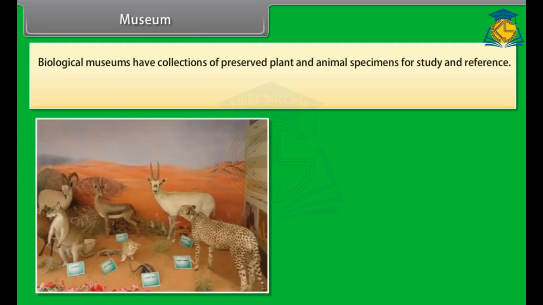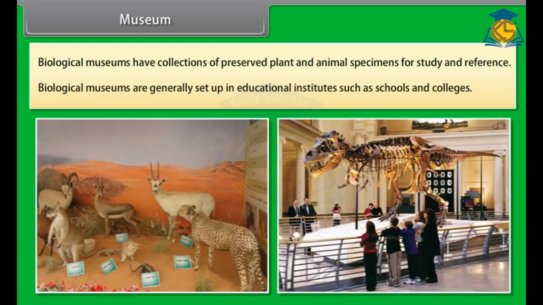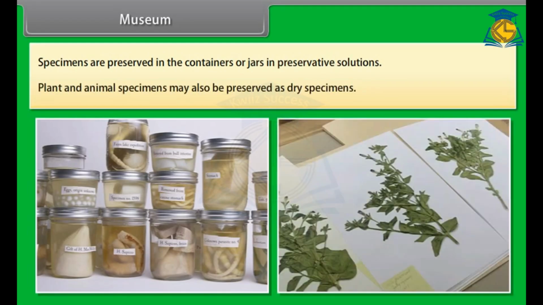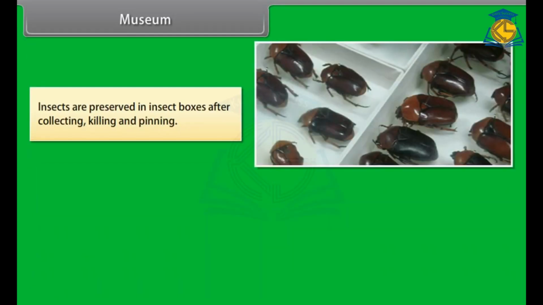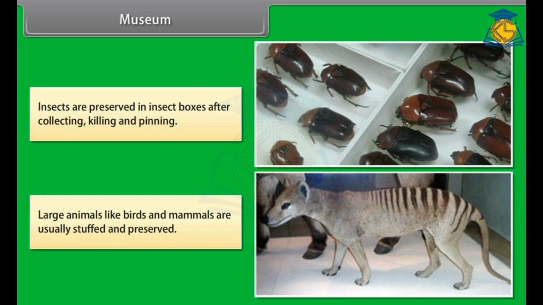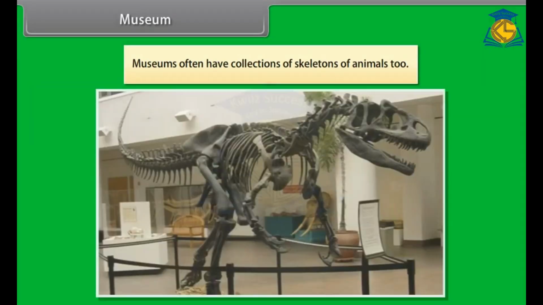Museum: biological museums have collections of preserved plant and animal specimens for study and reference. Biological museums are generally set up in educational institutes such as schools and colleges. Specimens are preserved in containers or jars in preservative solutions. Plant and animal specimens may also be preserved as dry specimens. Insects are preserved in insect boxes after collecting, killing, and pinning. Large animals like birds and mammals are usually stuffed and preserved. Museums often have collections of skeletons of animals too.